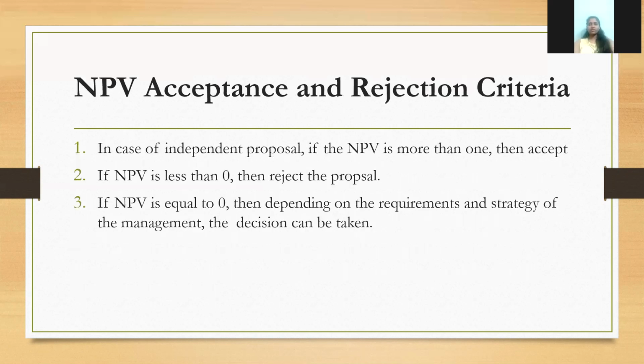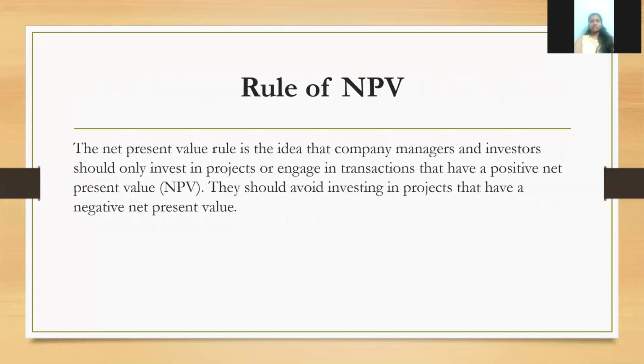Next, there are certain acceptance and rejection criteria of NPV. In case of an independent proposal, if NPV is more than 0, then accept the investment proposal. If NPV is less than 0, then reject the proposal. If NPV is equal to 0, then depending on the requirements and strategies of the management, the decision can be taken. There are certain rules to be followed for NPV.